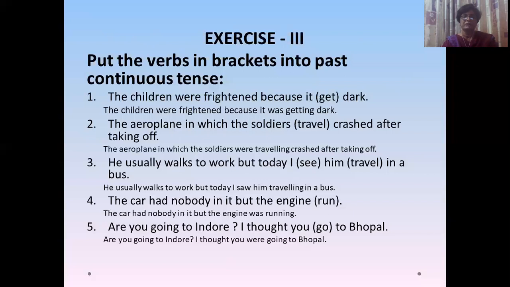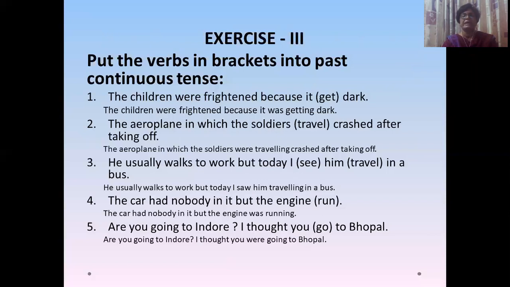So I hope you have understood how we have to fill in the blanks according to the form of tense that has been given or asked in the questions. Now the third exercise: put the verbs in brackets into past continuous tense. Here we have only one option, that is, we have to change the word given in the bracket into past continuous tense only. So let's start with the first sentence.